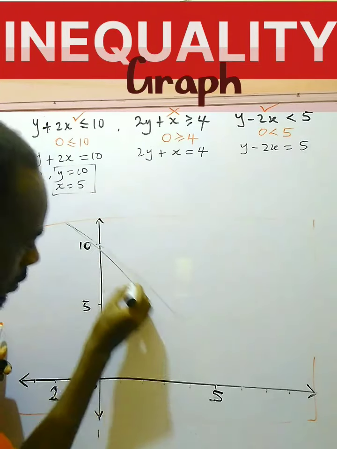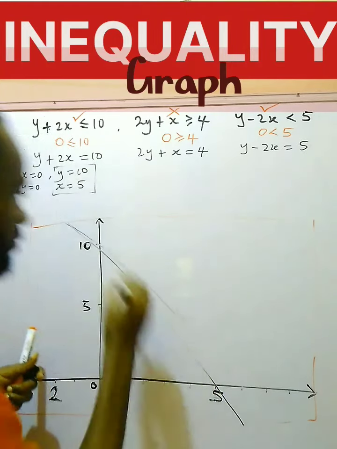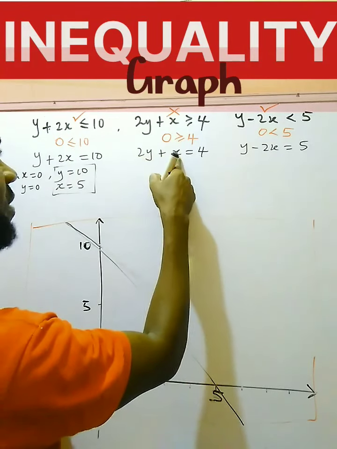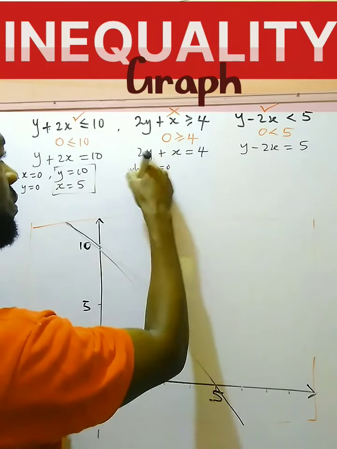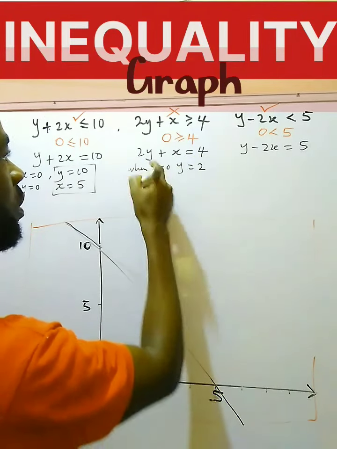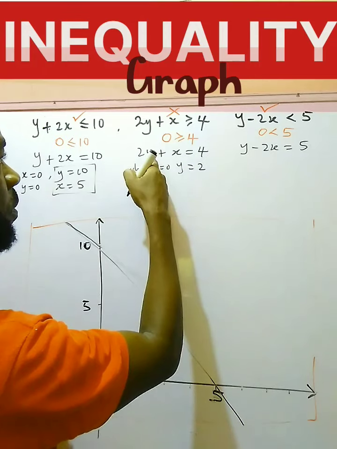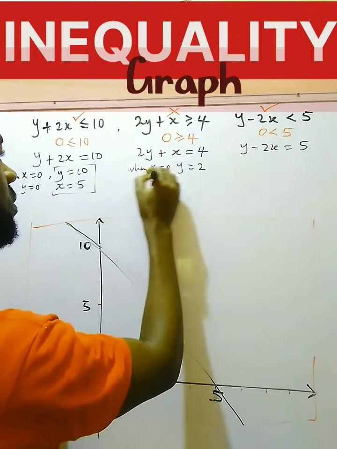Okay, so we do the same thing when x is 0. What will happen? When x is equal to 0, y becomes 2. When y is 0, x becomes 4.